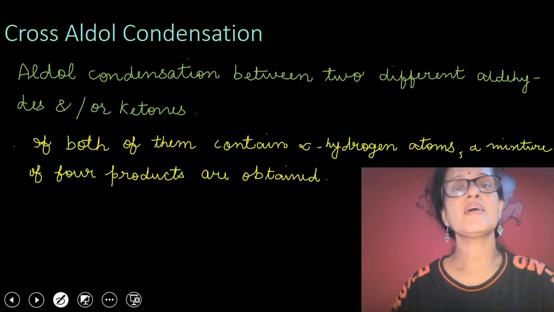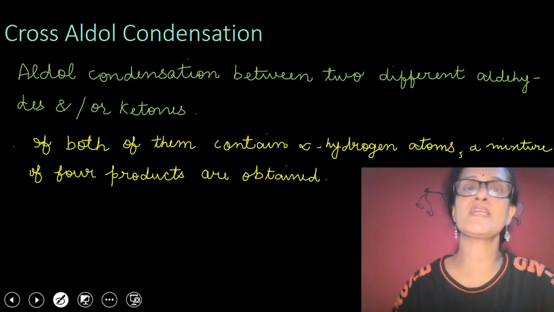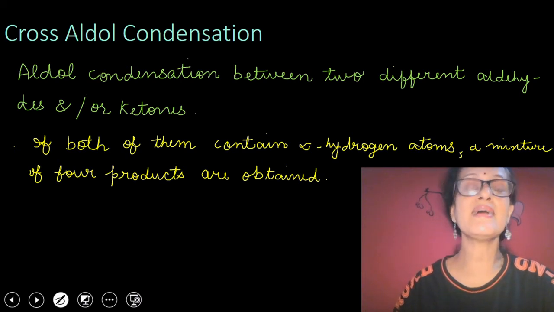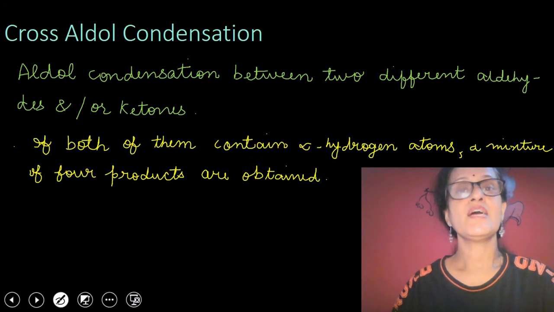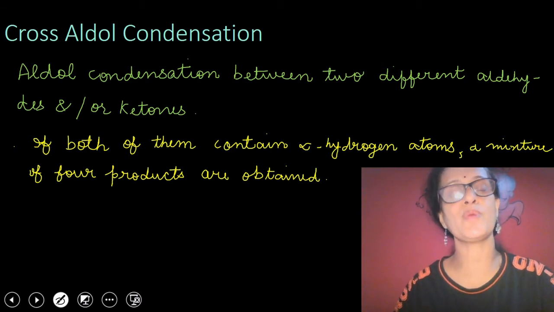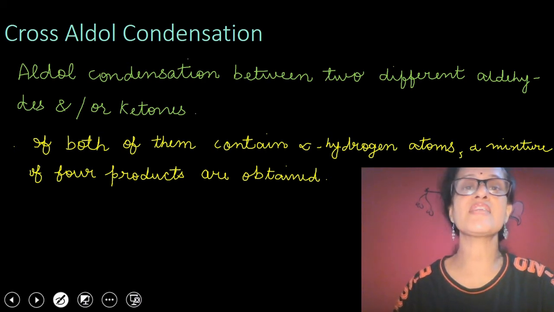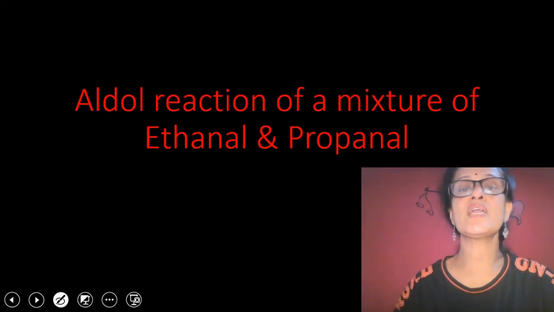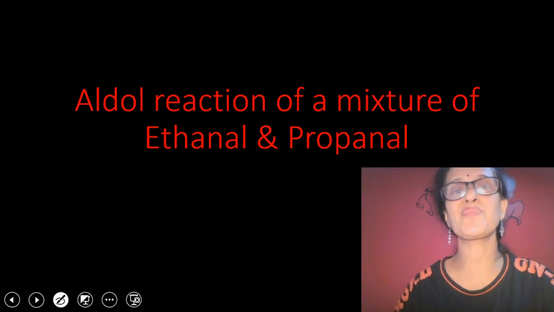So after learning aldol condensation, we will discuss cross aldol condensation. Cross aldol condensation is the aldol condensation reaction between two different aldehydes, or between two different ketones, or between aldehydes and ketones. And one more interesting point, if both of the reactants contain alpha hydrogen atoms, a mixture of 4 products is obtained. But if only one of the reactants contains an alpha hydrogen atom, then one major product will be formed. We will consider the aldol reaction of a mixture of ethanal and propanal.